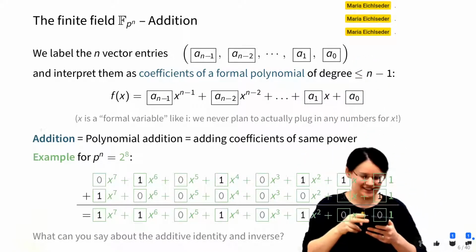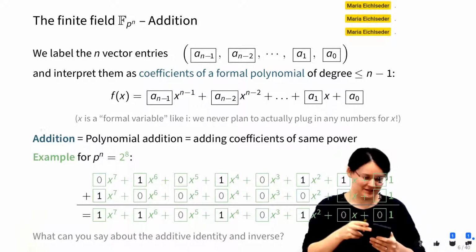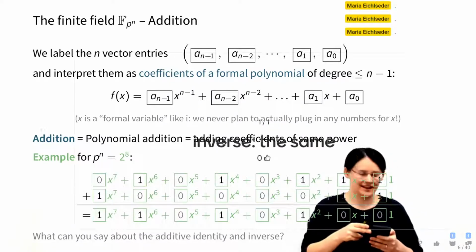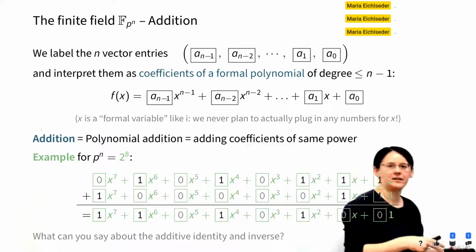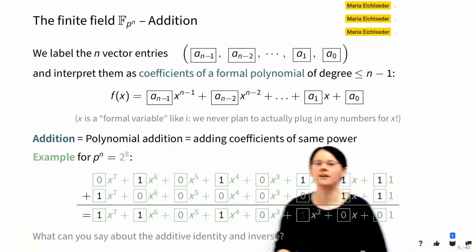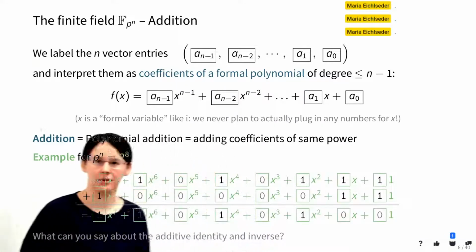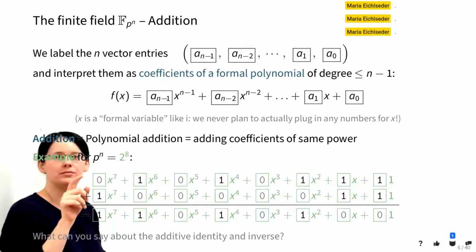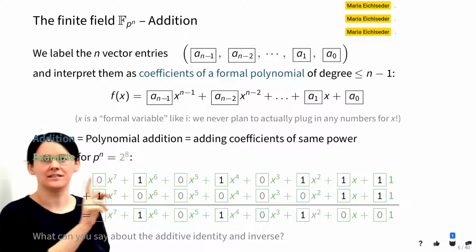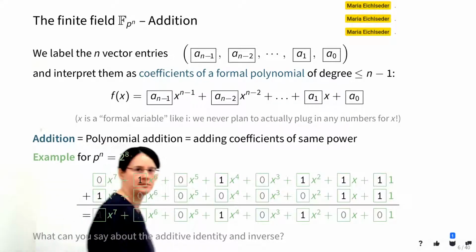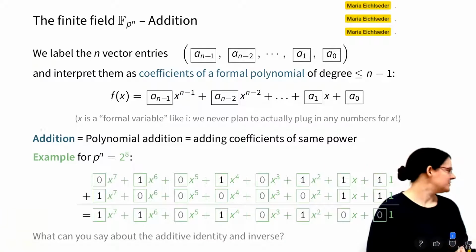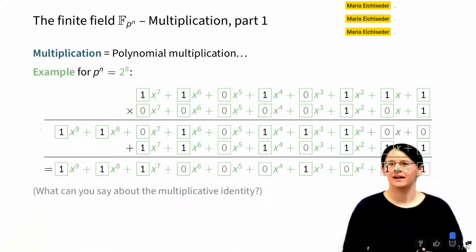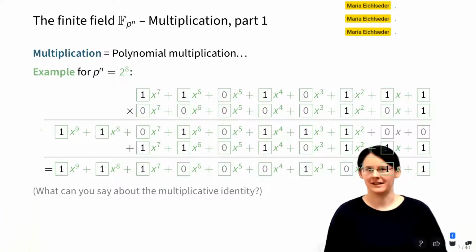Let's see. The inverse is the same as what people suggest, and indeed this is correct, because if I XOR something to itself, I get 0. So the inverse of 0, 1, 0, and so on is 0, 1, 0, etc. Okay, so computing addition in this field is very easy. Let's have a look at multiplication.